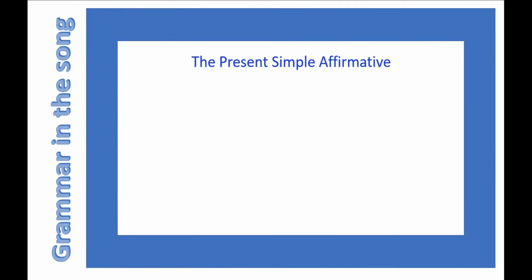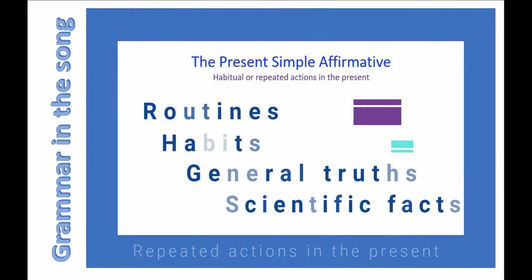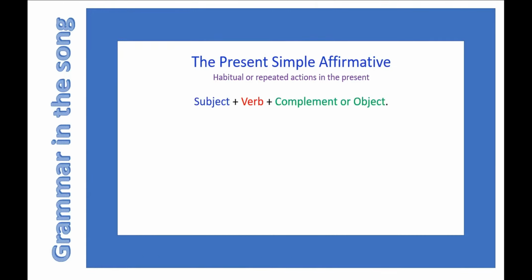The present simple affirmative is a tense that we use to talk about habitual or repeated actions in the present, like, for example, routines, habits, general truths, or scientific facts. Let's see the structure of the sentences in the present simple affirmative.